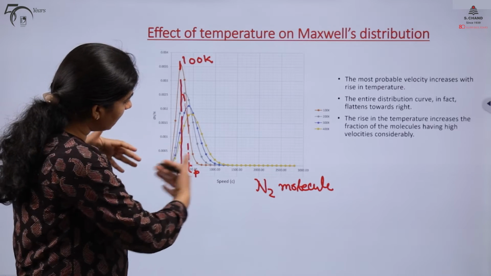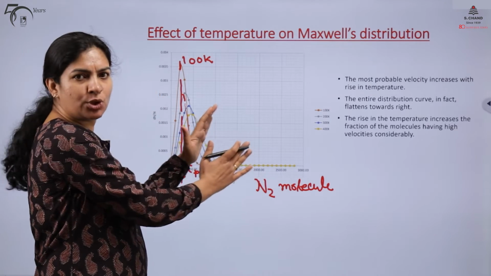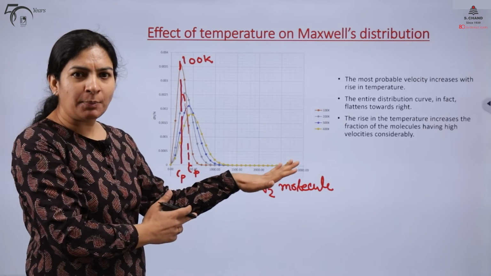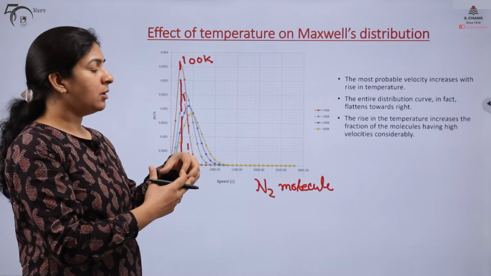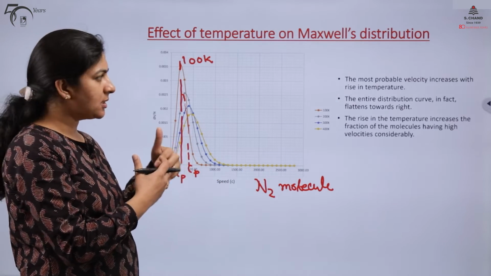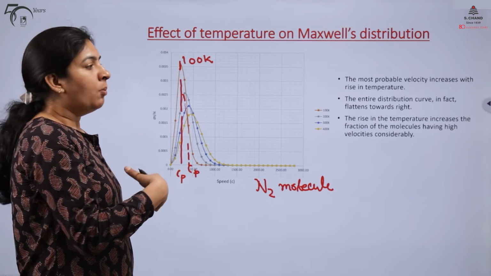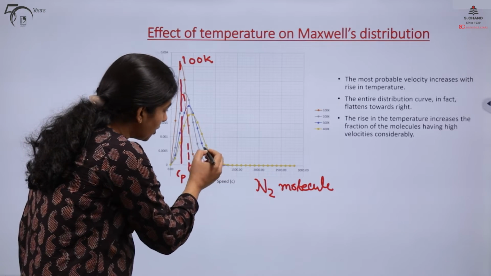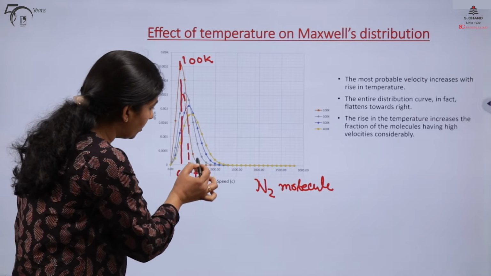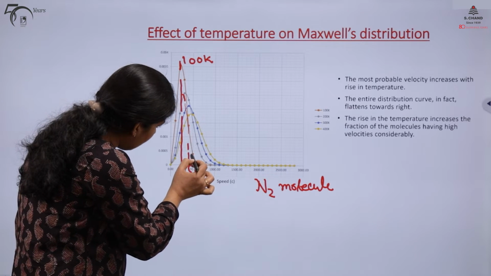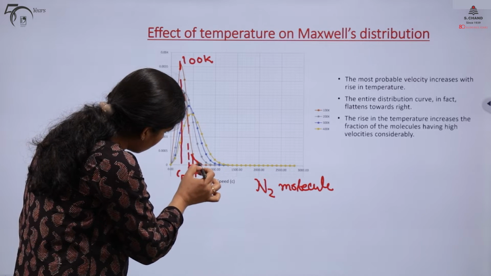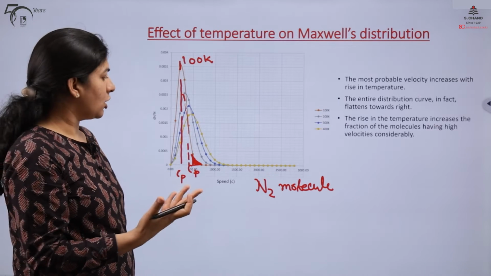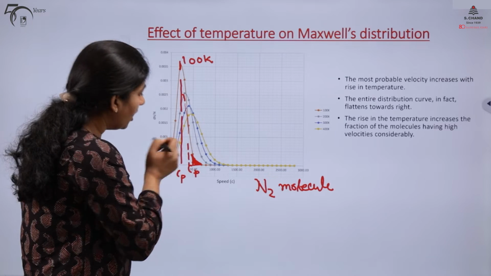In fact, we can easily see that this entire distribution curve flattens towards the right hand side. So instead of most molecules having lower velocities at lower temperature, now most of the molecules will have higher velocity. Also, compare the fraction of molecules: in this yellow curve we see only this much portion. So only these many molecules are moving with very high velocity at 100 Kelvin.